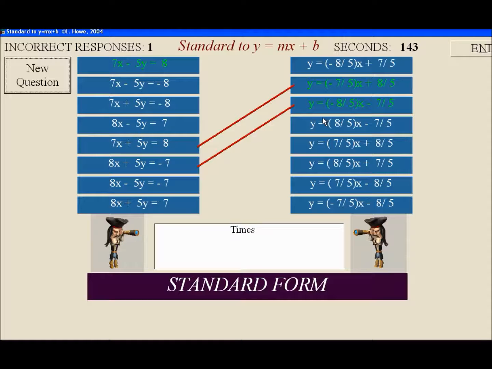So that's all I did for that concept of going back and forth between the two forms. But it's an essential skill that they need, and I hope that this helps. I think it might. Thanks.